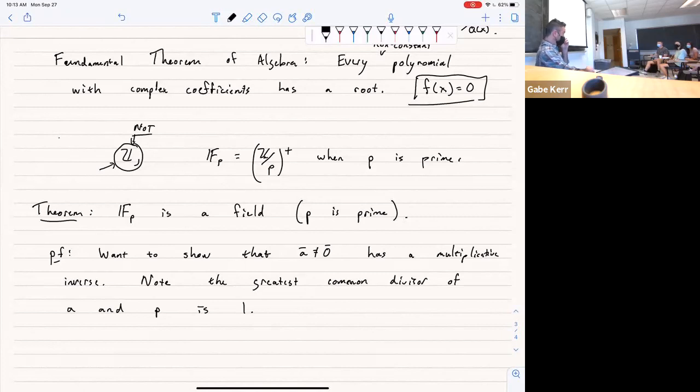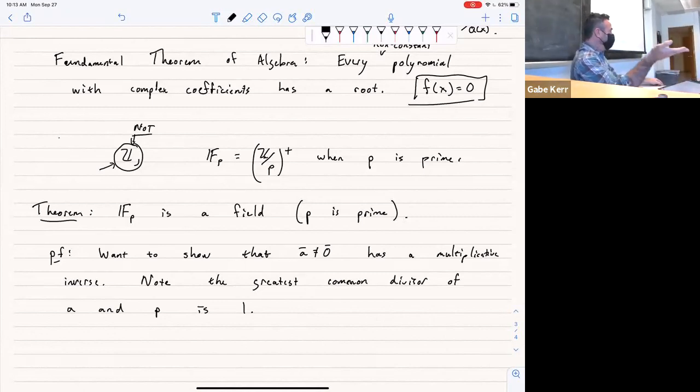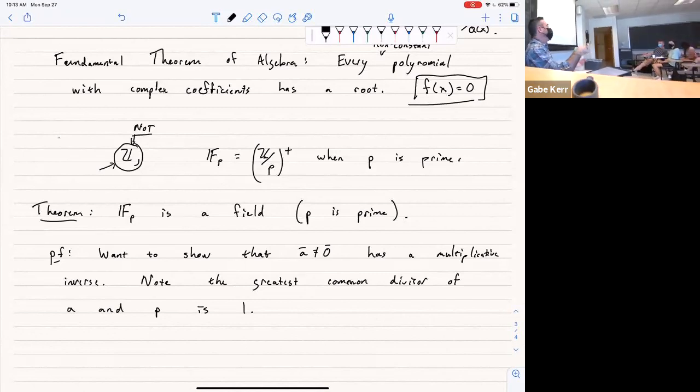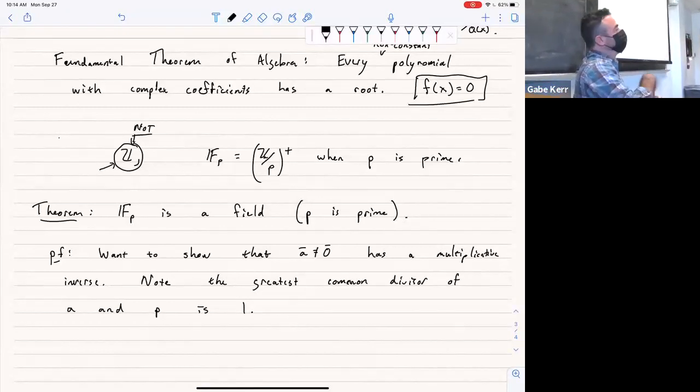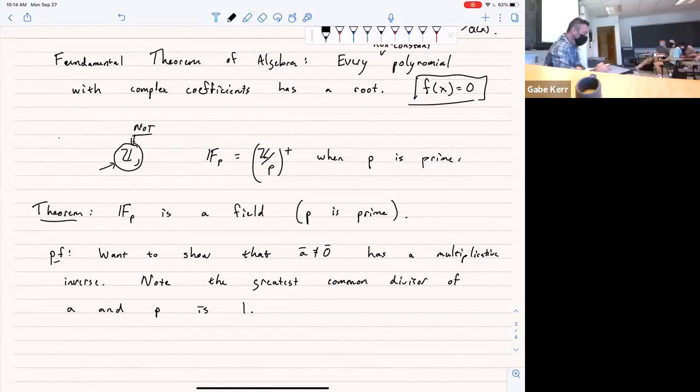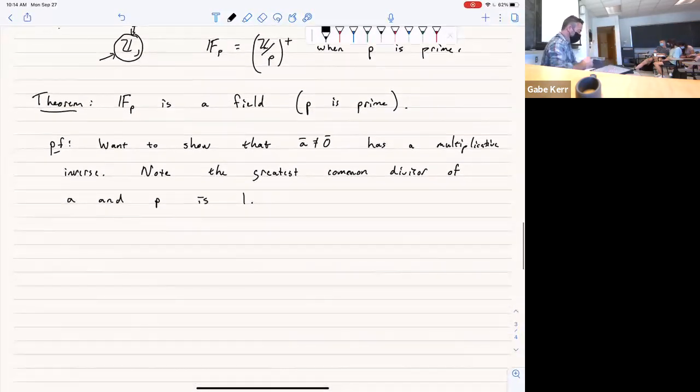Why isn't it P? Why not P? Can it be P? Well, okay, I agree. You can choose A to be smaller than P, but what about 0? Well, A is not 0. We say it's not 0. So you're right. But in general, if A were bigger than P, we have that A is not 0, right? So 0 is the set of all of the integers that are divisible by P. So we're saying that A is not in that class. It's not divisible by P. P is prime. That means it's relatively prime.